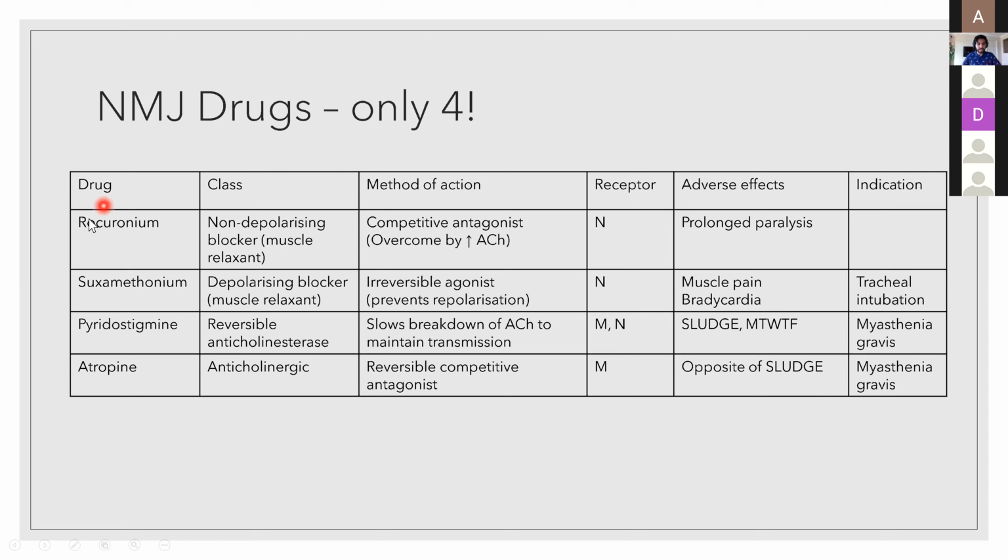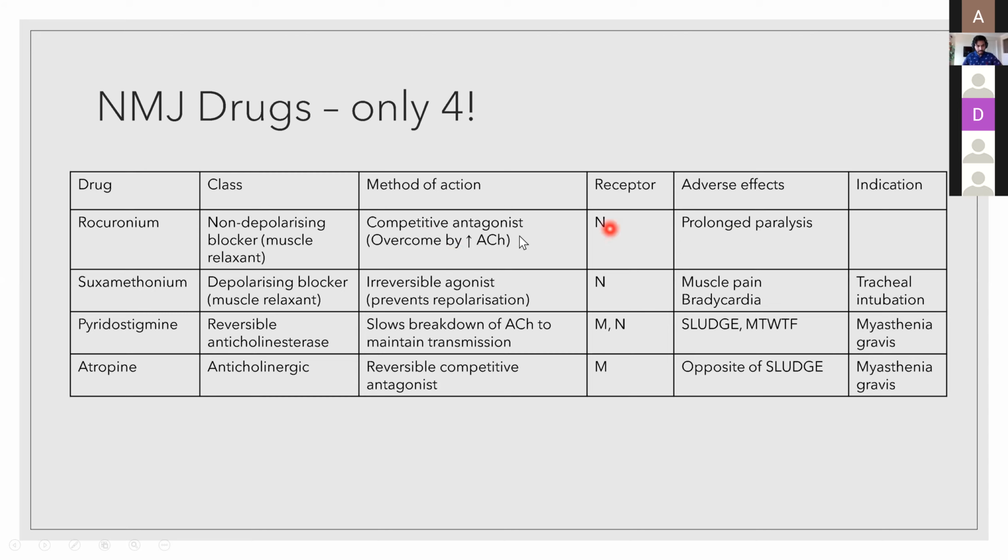So the first drug is rocuronium. Its class is a non-depolarizing blocker. It essentially relaxes muscle. And it's a competitive antagonist at nicotinic receptors. Remember, this acts at skeletal muscle. And if the skeletal muscle cannot contract, it stays relaxed. It's essentially called relaxed paralysis. And if there's too much stimulation over a long period of time, we can have the adverse effect of prolonged paralysis of skeletal muscle. And it's competitive, so it can be overcome by increasing acetylcholine, which can then compete for those nicotinic receptors.